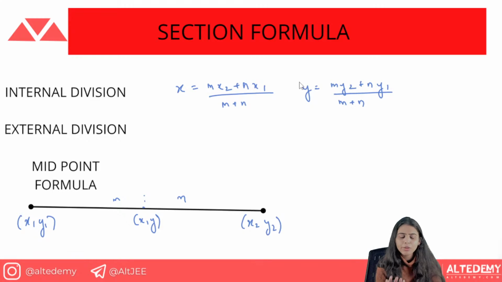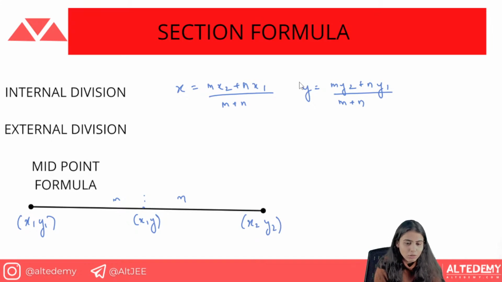Okay, how can you remember it? You can remember it by assuming that crisscross thing, that m into x2, n into x1. Crisscross, just multiply the ratios with the opposite points. So by the crisscross term you can remember the formula.